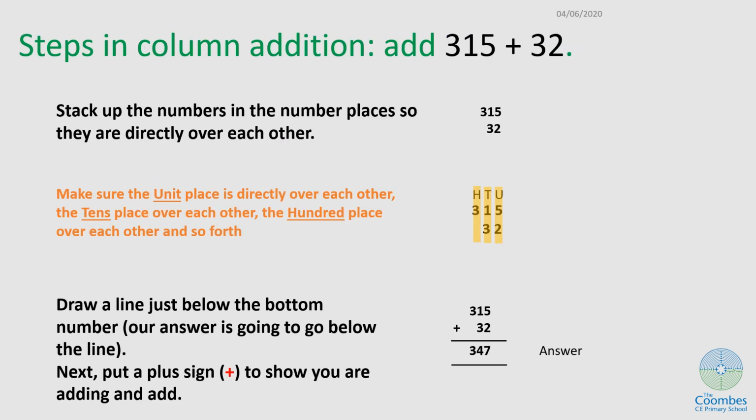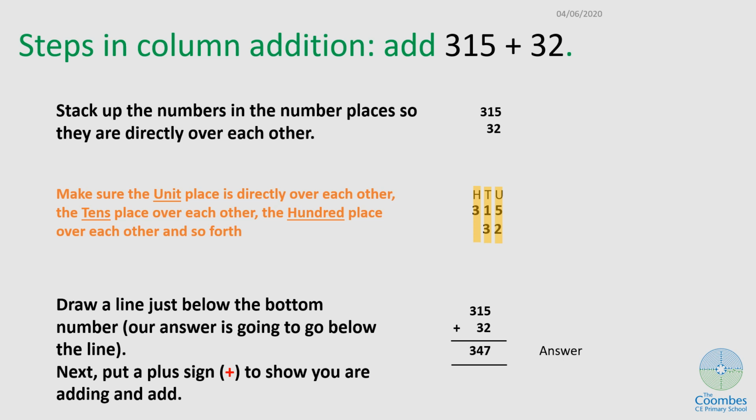So how do we go about adding these numbers? 315 add 32. Now the first step is to stack up the numbers over each other, as you can see here. Second, make sure the units, the tens, and the hundreds places are over each other, like here. That's the units column, the tens column, and the hundreds column. Next, draw a line under them. Our answer is going to go below it.